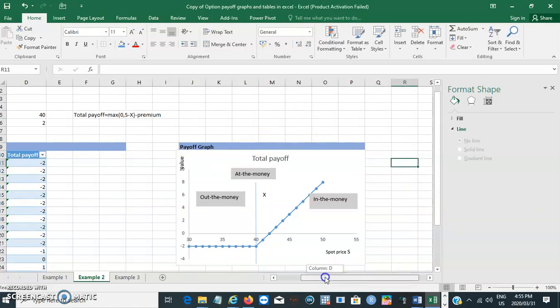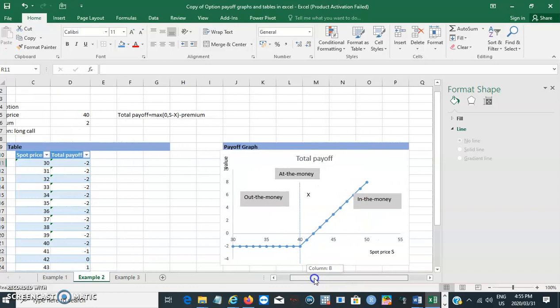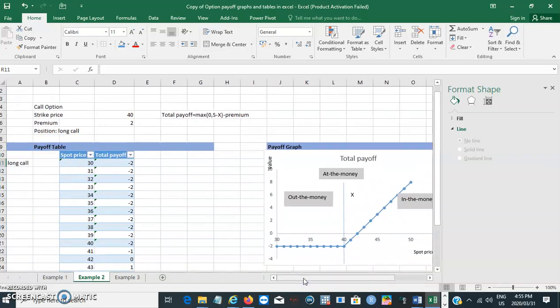So in short, you can see now that I've constructed the payoff diagram for this call option with a strike price of 40 and a premium of 2. So this is the payoff diagram, and you can see that when the spot price is below the strike price, the call option is out of the money, and when the spot price is greater than the strike price, then the call option is in the money.